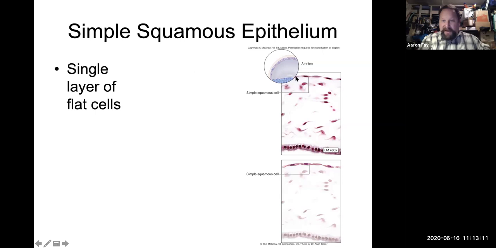So one place you will find this is on the amnion. So this word may be a little familiar to you, amnion, like an amniotic sac, right?